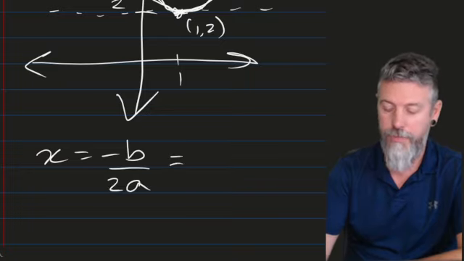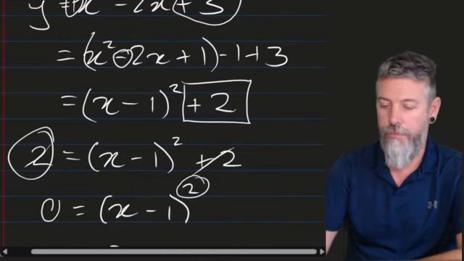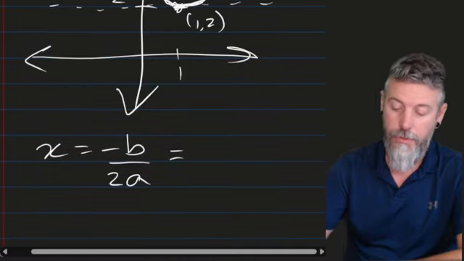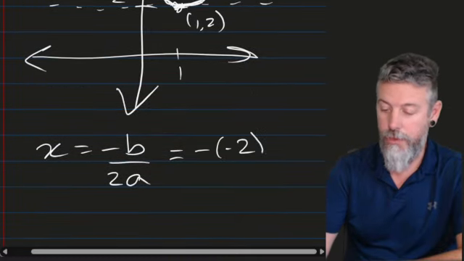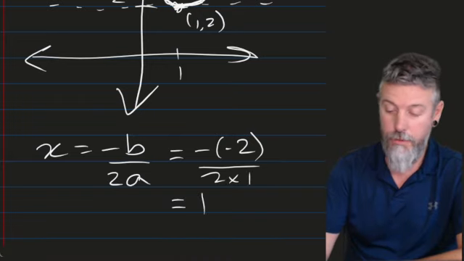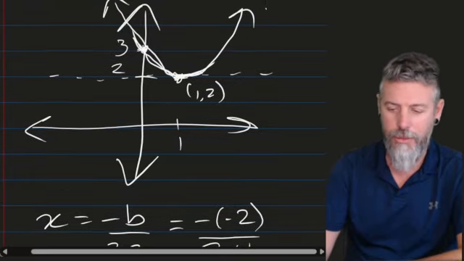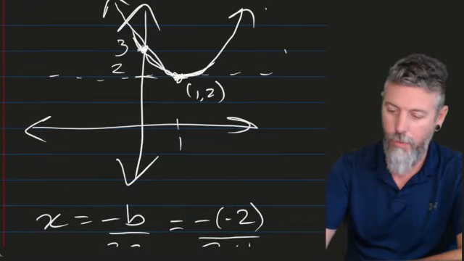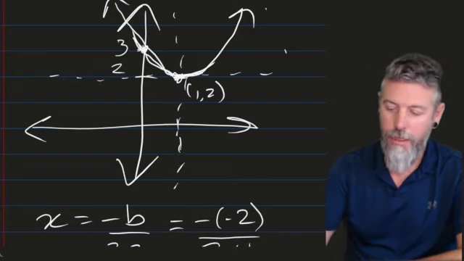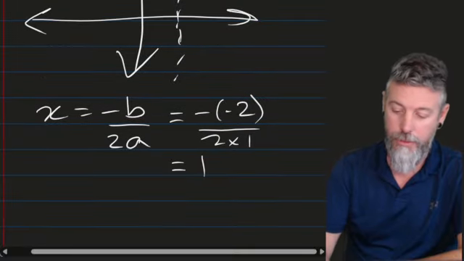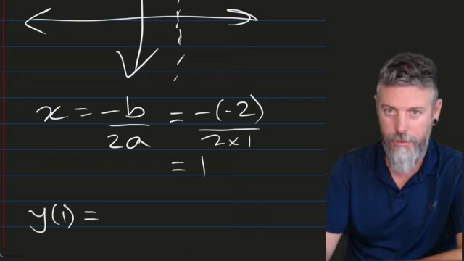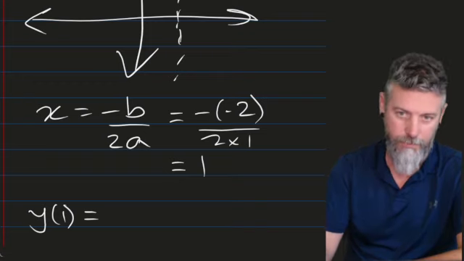negative b over 2a. And back out of our quadratic, b is negative 2 and a is 1. So we get negative 2 over 2 times 1, which gives us 2 over 2, which is 1. So our axis of symmetry is at x equals 1 here, which is what we found already. And then once we know that x equals 1, we chuck that back into our equation. Now we could put this back up into the original one or into this one that we found.